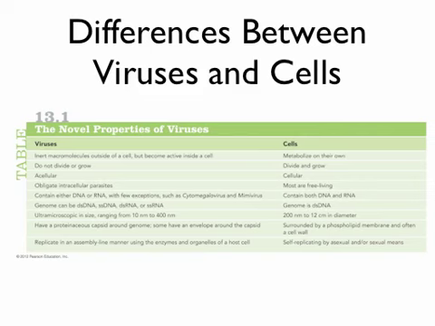So viruses have a protein shell. Generally speaking, cells do not have a protein shell. And viruses, as I said, are replicated in assembly line sort of fashion, whereas cells reproduce by division. So those are some important differences between viruses and cells.